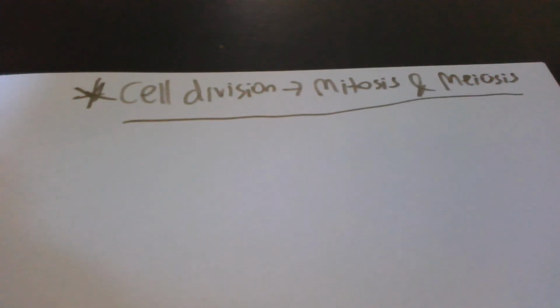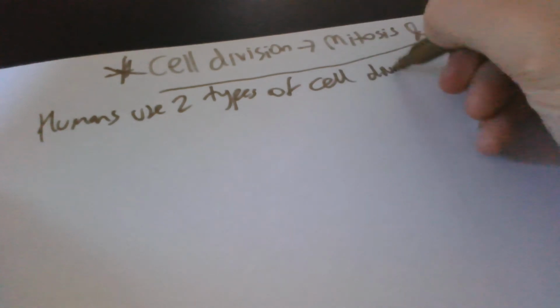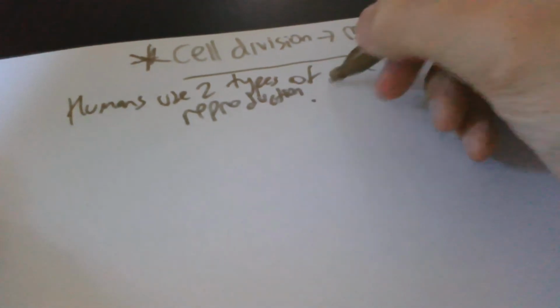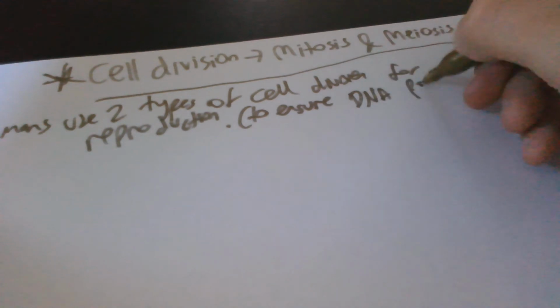So now humans use basically two types of cell division to ensure the DNA is passed down during reproduction, okay? So humans use two types of cell division for reproduction to ensure DNA is passed down, okay? Passed down to offspring.